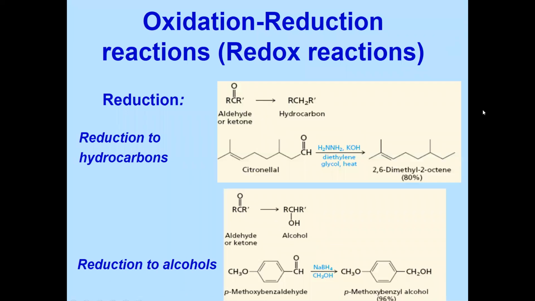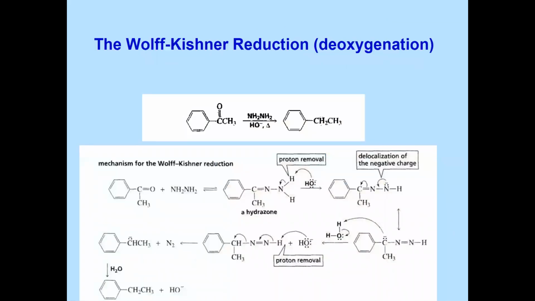Chemical properties, oxidation-reduction reactions or redox reactions, reduction to hydrocarbons formation, reduction to alcohols formation. The Wolff-Kishner Reduction. When a ketone or an aldehyde is heated in a basic solution of hydrazine, the carbonyl group is converted into a methylene group. This process is called deoxygenation because an oxygen is removed from the reactant. The reaction is known as the Wolff-Kishner reduction.